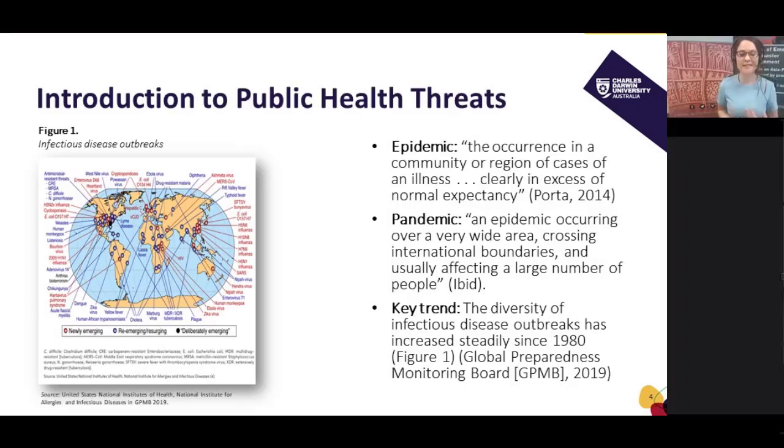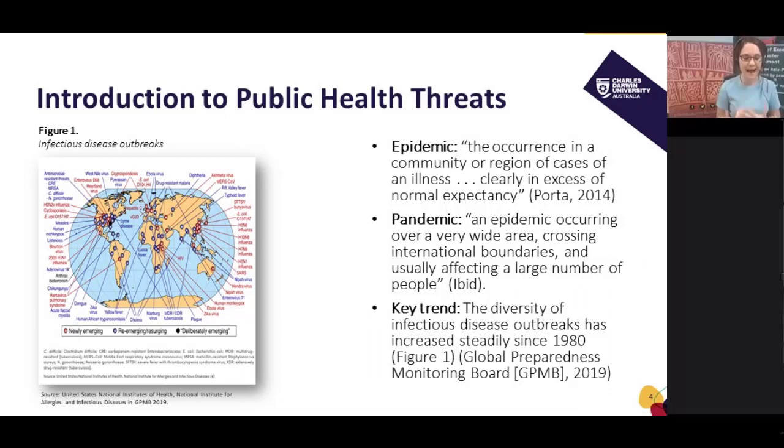So today we're going to be focusing on 2 public health threats, which are epidemics and pandemics. Epidemics are infectious disease outbreaks in a community or region, and pandemics are epidemics that occur worldwide or across a very wide area and affect a very large number of people. This figure on the right shows us one key trend from the last 50 years, which is that the number of infectious disease outbreaks has increased steadily. And this is because these hazards have been released accidentally or deliberately, such as anthrax, but they can also be understood as newly emerging, such as the H1N1 virus, or re-emerging, such as cholera.